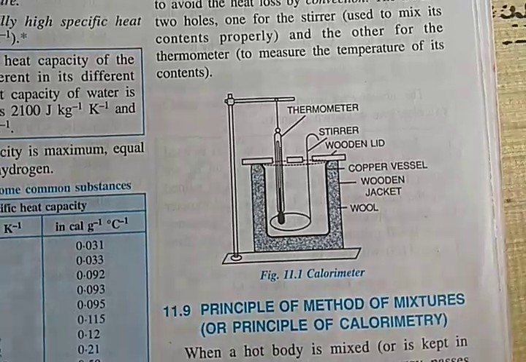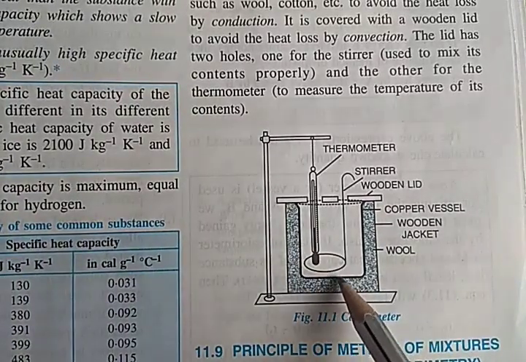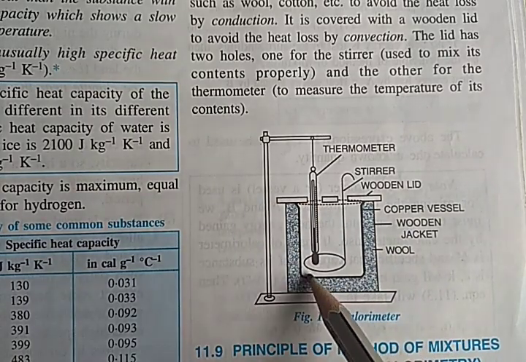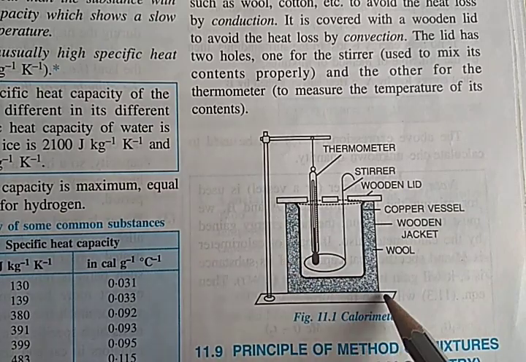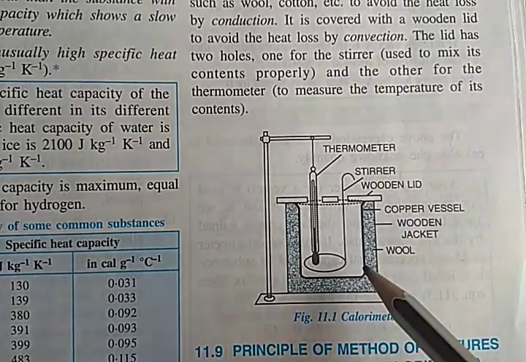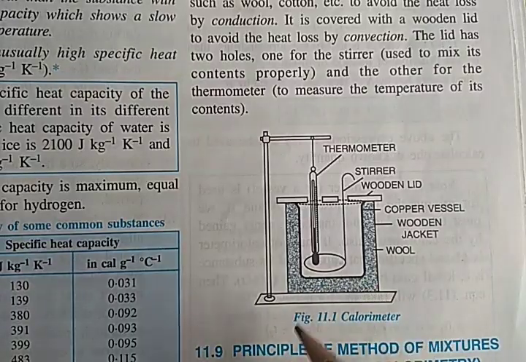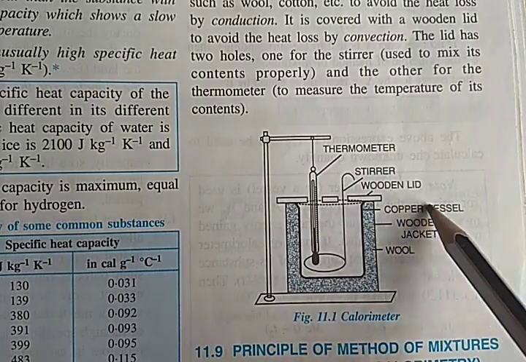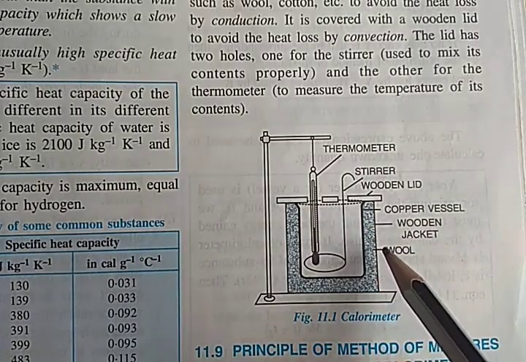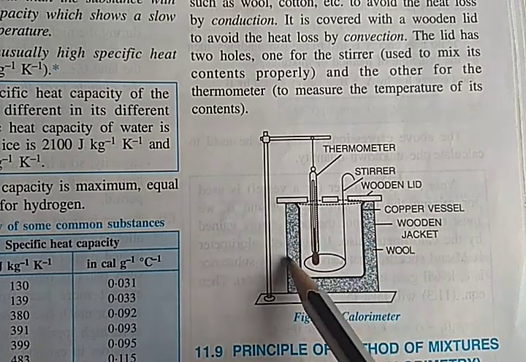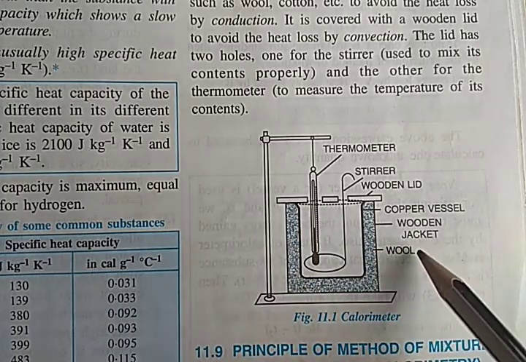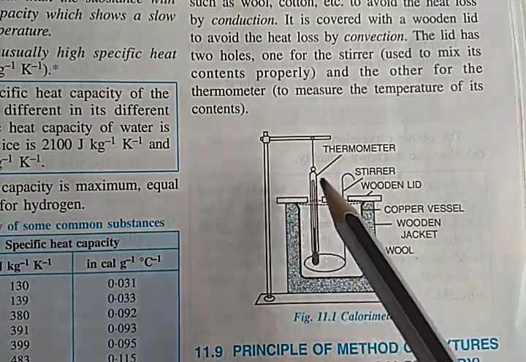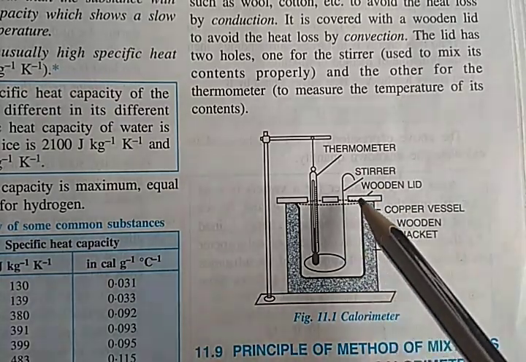So basically here is the picture. It is a copper vessel, denoted by this black line. This copper vessel is enclosed by a wooden jacket, an outer covering which envelopes the copper vessel. The space between the wooden jacket and the copper vessel is filled up by an insulator, basically wool or cotton. And you have a wooden lid covering up the copper vessel, or the calorimeter.